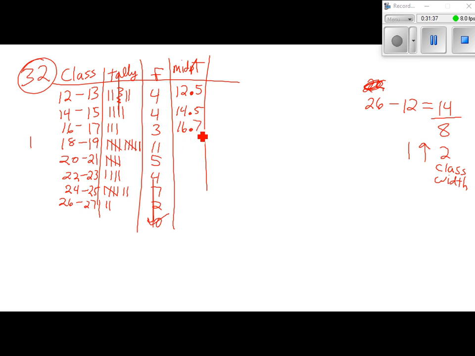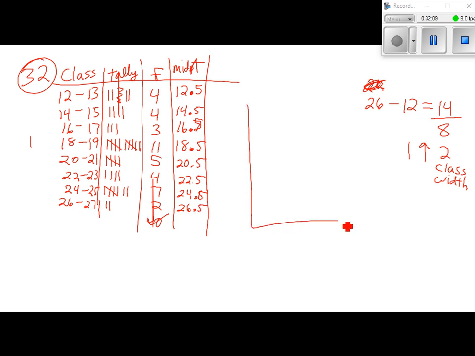If it's not easy like this, remember you add these two, divide by 2, but once you get over here, our class width was just 2, so you're just adding 2 each time. So this one's going to be 18.5, then 20.5, 22.5, 24.5, and 26.5.